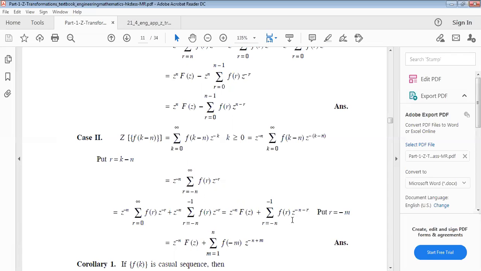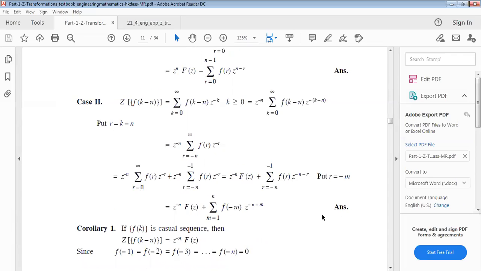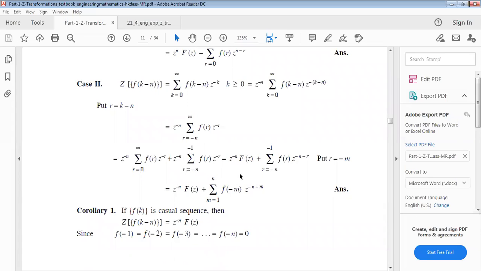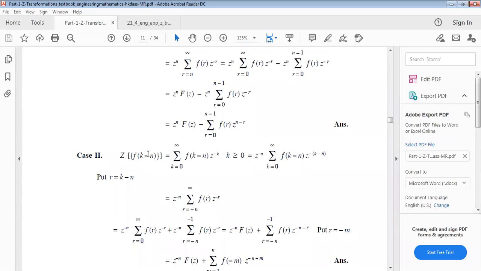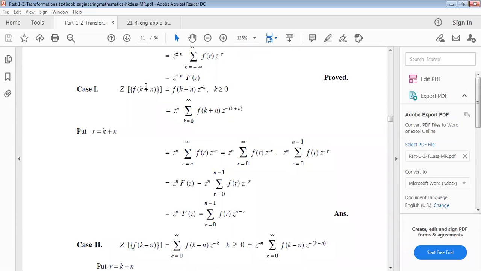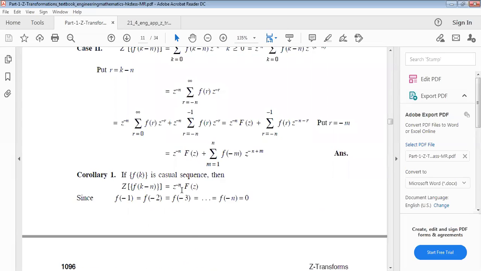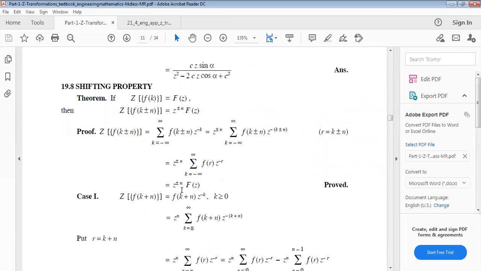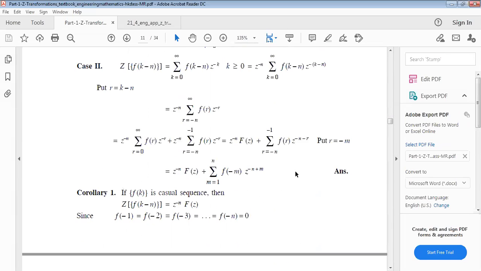Now this can be written like this, for r equals minus n. So this is for the second case, using the negative sign, and the first uses plus n. These two cases are the result for the shifting property, because r equals plus or minus n. The first one is k plus n, and the second case is k minus n. This is the whole theorem.